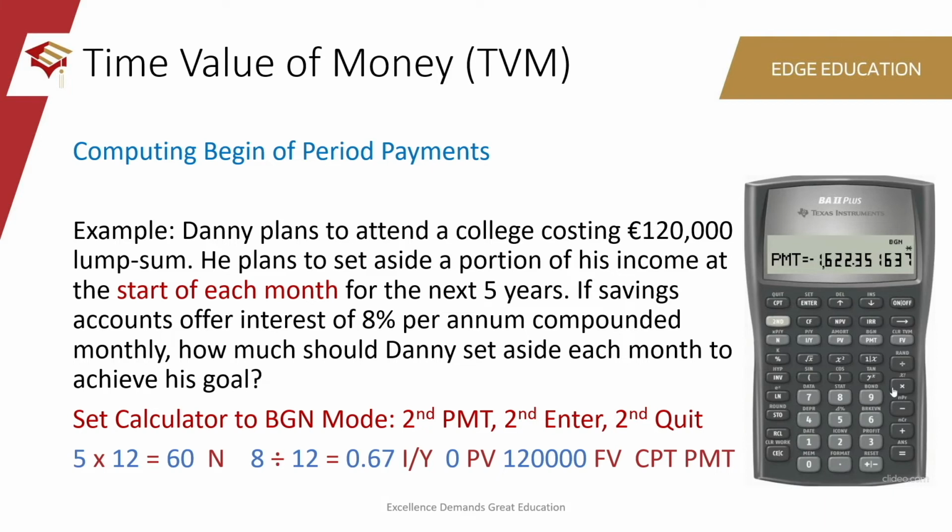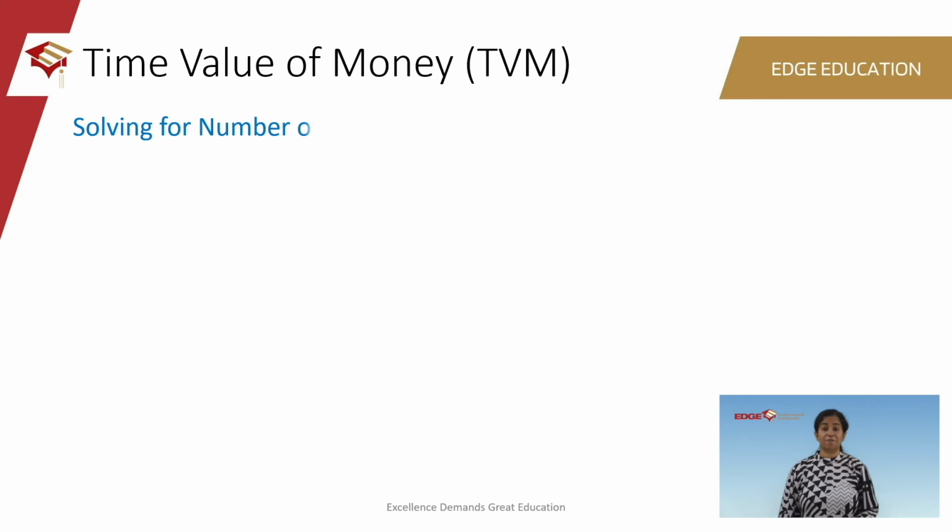To exit the BGN application, you must repeat the same steps once again. You will press second, the yellow button, PMT, second, enter. You will see your screen switch from BGN back to the END mode. To exit this application, you will now press second and quit. Solving for number of periods.